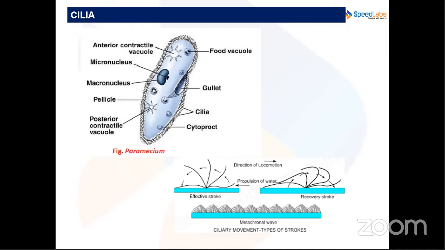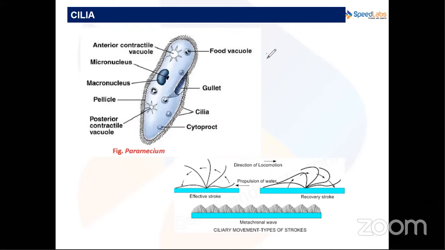And then see what happens over here. Look at the movement. First is the effective stroke, and the second is the recovery stroke. Wait, I'll explain. Now see, this is the cilia structure. Paramecium has got a famous structure, and it is popularly called the slipper animalcule. Have you heard this common name of the paramecium? It is called slipper animalcule because its structure is like a slipper.